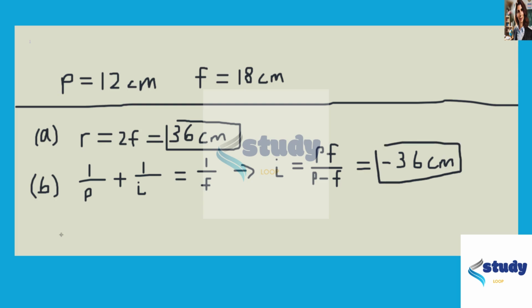Part C wants us to find the magnification. So now that we know the image distance, we can do that, since magnification m is negative i divided by p. So plugging our values for i and p, we find that magnification is equal to positive 3, which you can box in as our solution for part C.